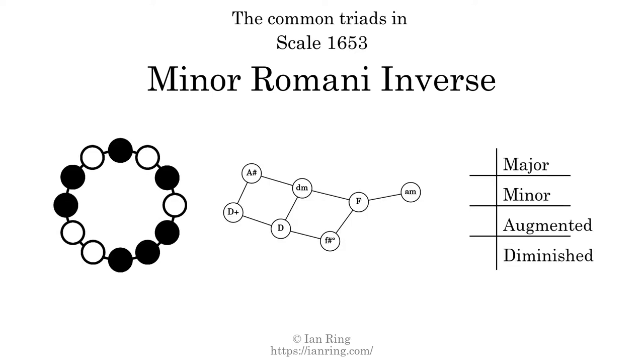The diagram in the center is a graph of parsimonious voice leading between triads. There are 3 major triads. There are 2 minor triads. There is 1 augmented triad. There is 1 diminished triad. Here is a Hamiltonian path of parsimonious voice leading that uses all the triads.